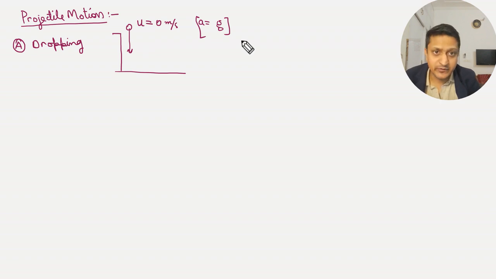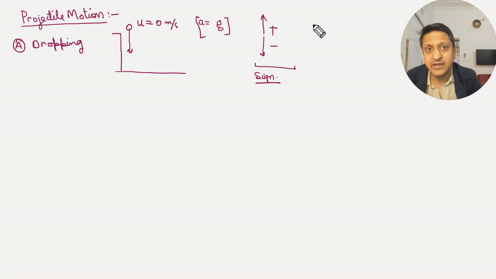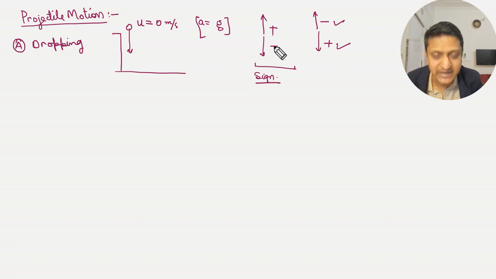In these types of questions, first of all, this sign convention of positive and negative is very important. There is no rule that you have to take it positive, but if you take one direction as negative, the other will automatically be positive. If you take it negative, the opposite will be positive. So for this, initial velocity is zero. This case is called dropping.